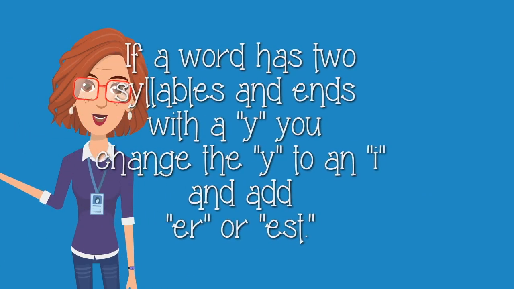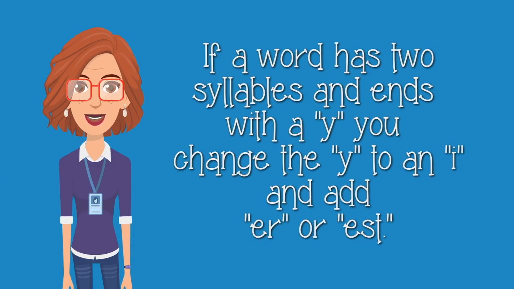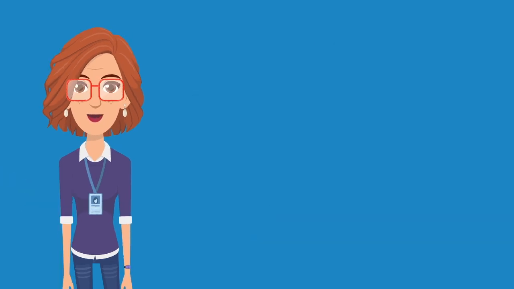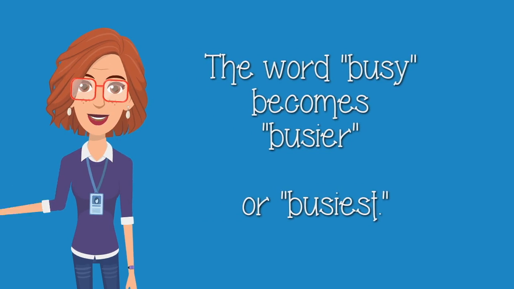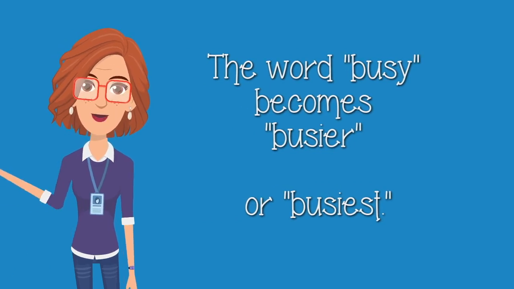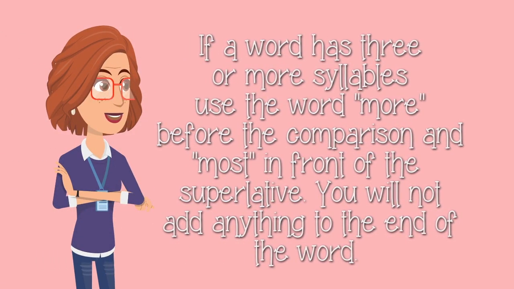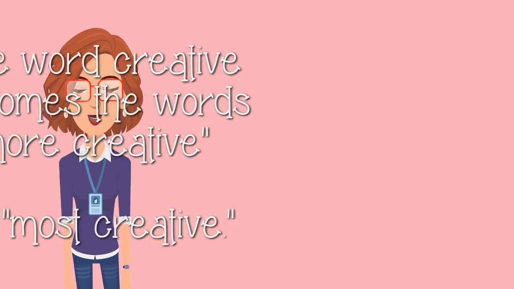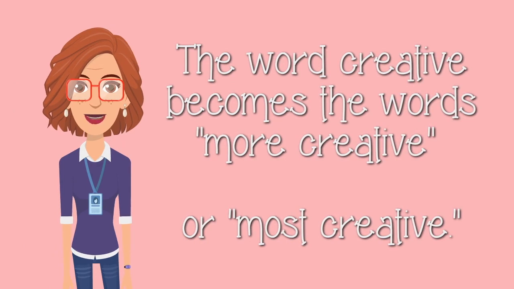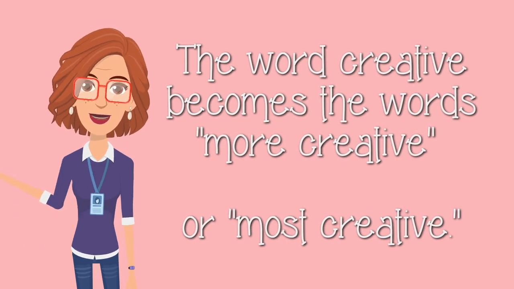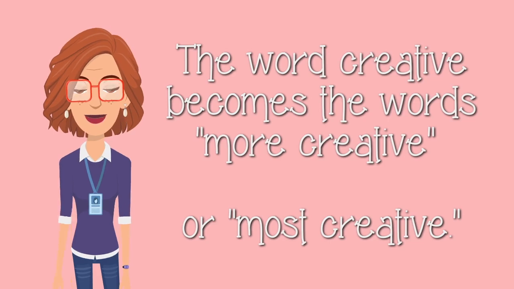If a word has two syllables and ends with a Y, you change the Y to an I and add ER or EST. An example of this is the word busy. It becomes busier or busiest. If a word has three or more syllables, you don't add anything to the end. You either add more or most before the word. Because creative has three syllables, you would use more creative or most creative.